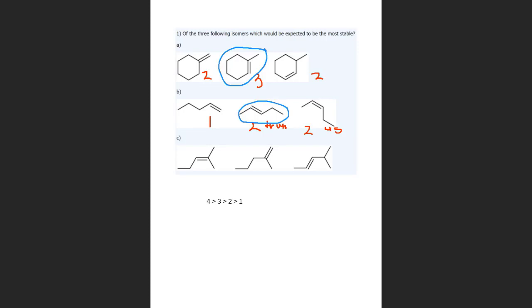Okay, and for the last one, let's see, it has three things that it's attached to at the double bond. For the second molecule, it has two things it's attached to. And the third molecule is also two things. So remember, we like more substituents and attachments, so it would be the first molecule.